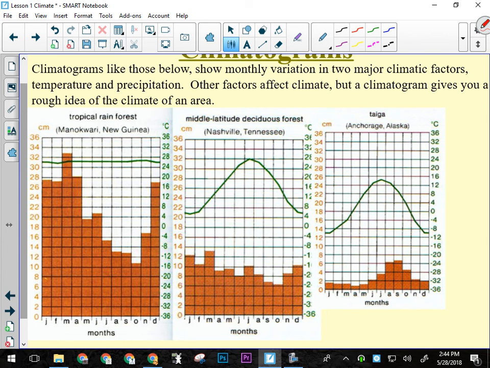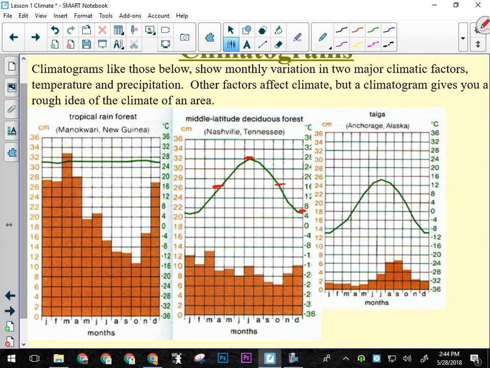Okay, so if we're looking at a mid-latitude place, so Nashville, Tennessee, so down kind of mid-latitude United States, we're seeing that the temperature does change quite a bit. In their coldest month, it only gets to be about 5-6 degrees Celsius. But in their hottest month, it's 28 degrees Celsius. So they've got a definite summer and winter, and then a fall and a spring as well. There's definite seasons.